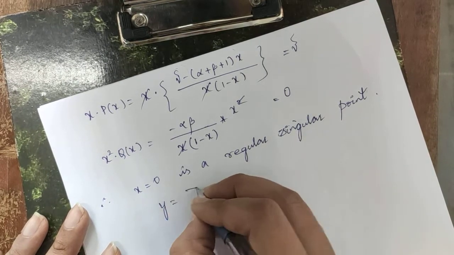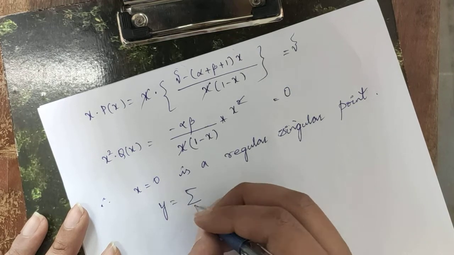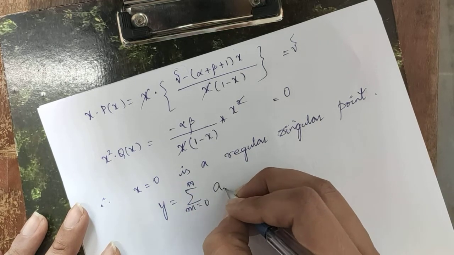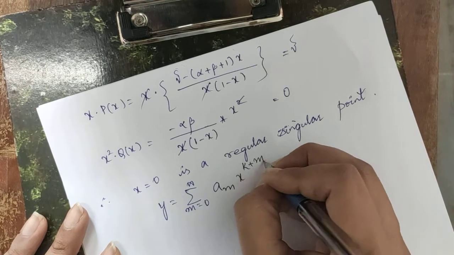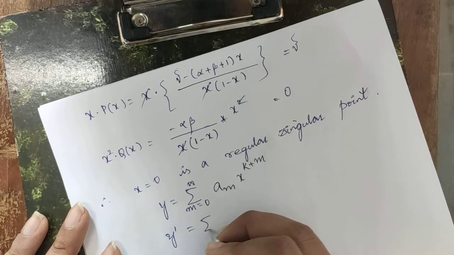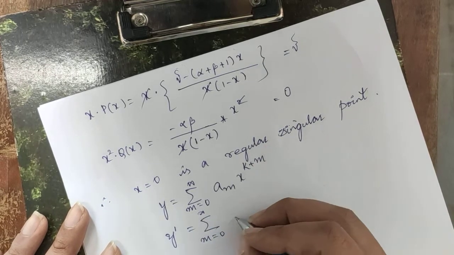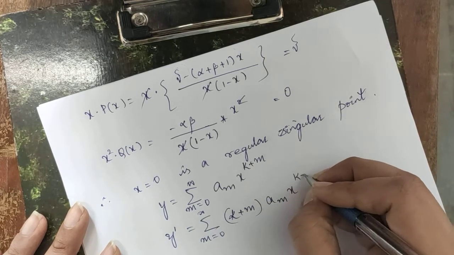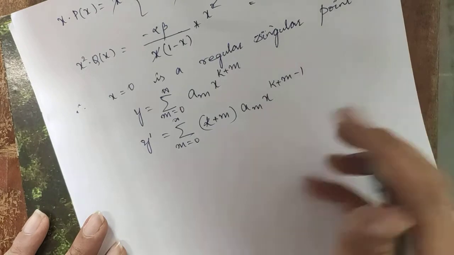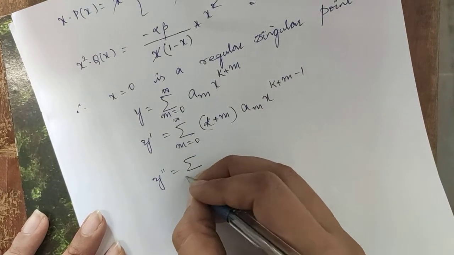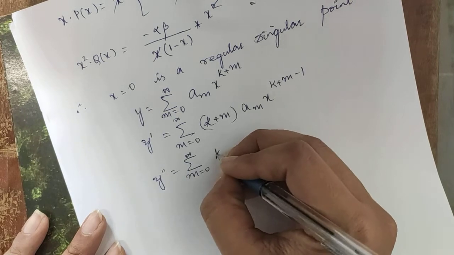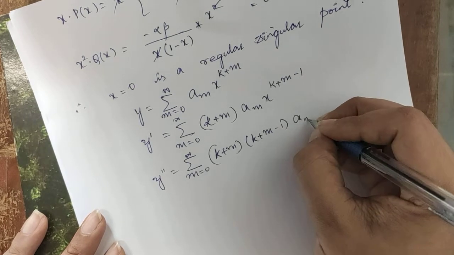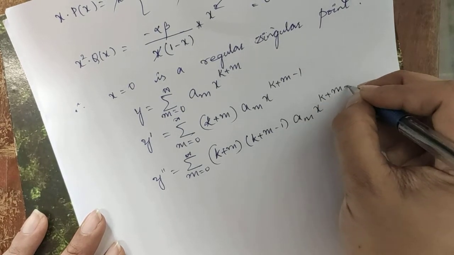So the power series we are considering here is y is equal to summation m is equal to 0 to infinity a_m x power k plus m. So now y dash will be summation m is equal to 0 to infinity k plus m into a_m x power k plus m minus 1. Similarly, y double dash will be summation m is equal to 0 to infinity k plus m into k plus m minus 1 a_m into x power k plus m minus 2.